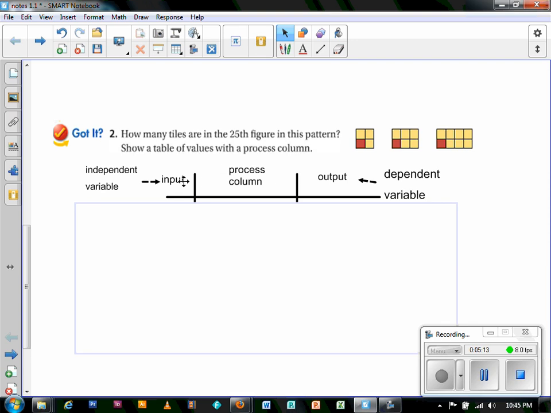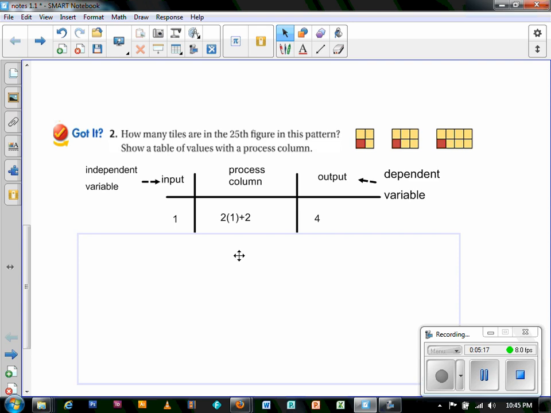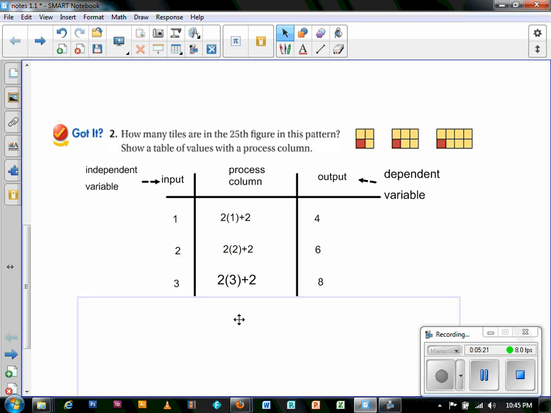So our first diagram has 1, and of course that's 4 tiles, 2, 6 tiles, 3, 8 tiles. As you can see, the pattern here is we're multiplying by 2 and then adding 2. 2 times 1 is 2 plus 2 is 4 tiles. 2 times 2 plus 2 is 6 tiles. 2 times 3 plus 2 is 8.